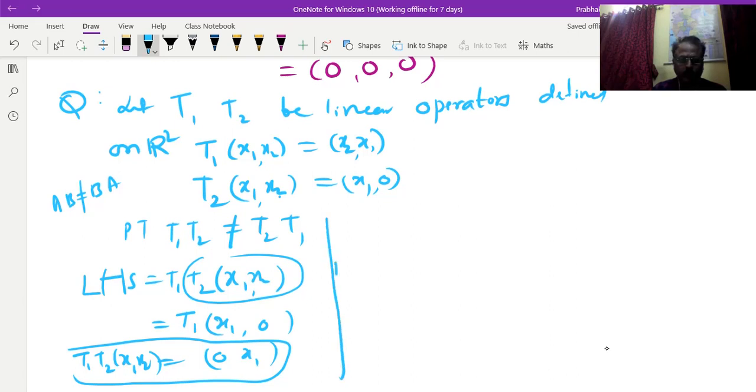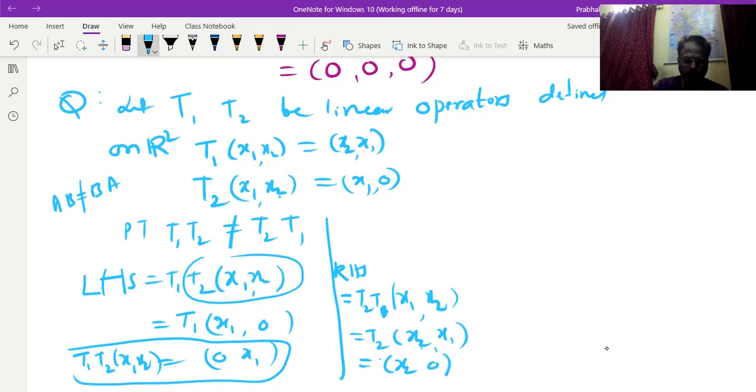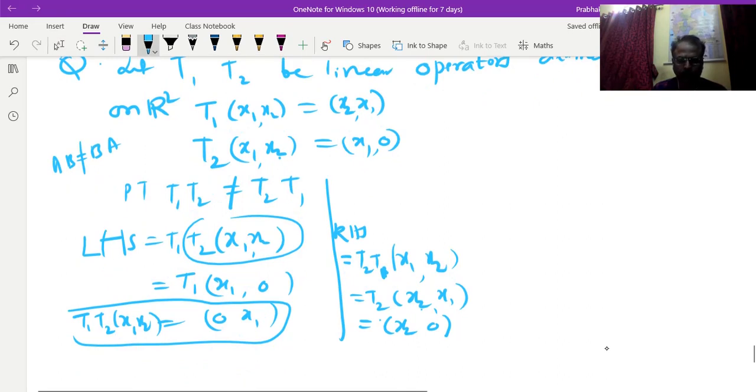Similarly, let us write RHS here. RHS equals T2 T1, on some point x1, x2, which is T2 on, what is the role of T1? The role of T1 is interchange. What is the role of T2? Keep the first component as it is, second component becomes 0. So we note down that T2 T1 is giving the output x2, 0.